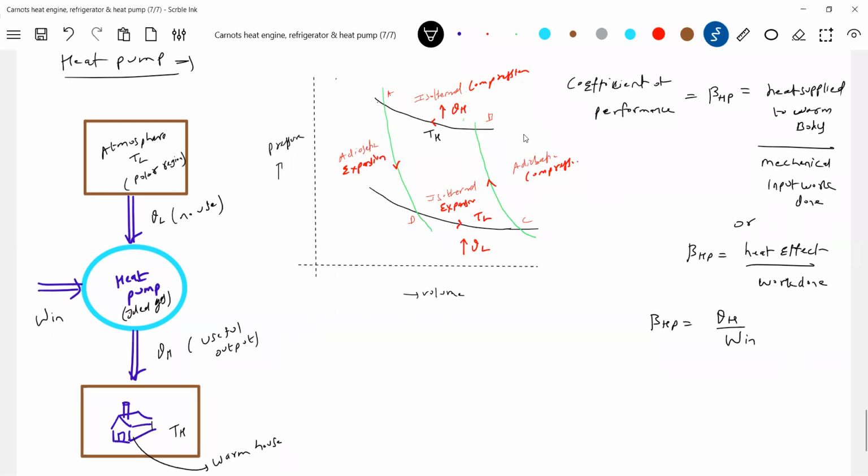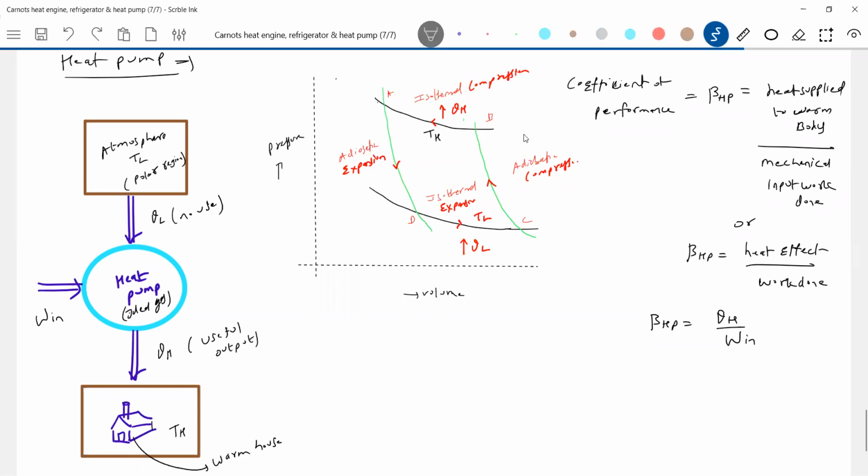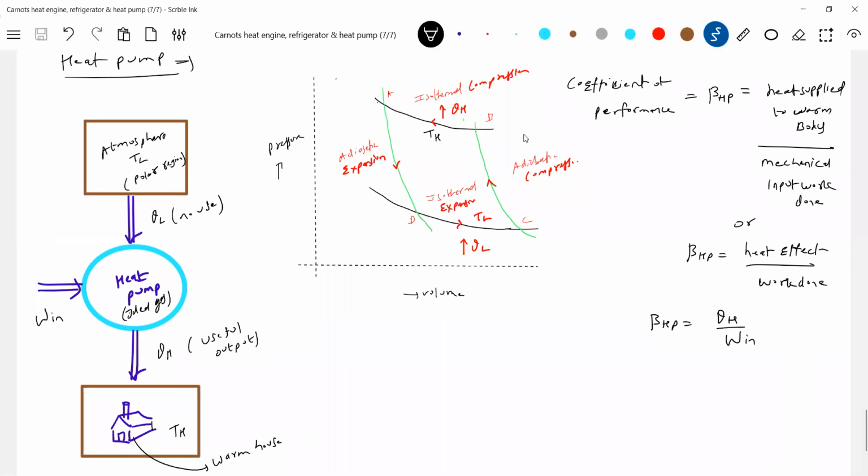Now, refrigerator and heat pump: a little bit of things are reversed. In the refrigerator, we take out heat from the cold body and give it to the hot body. The heat given to the hot body is of no use. Here, the heat given to the hot body is the useful one. Able to analyze now? Use and no use, something very important here.